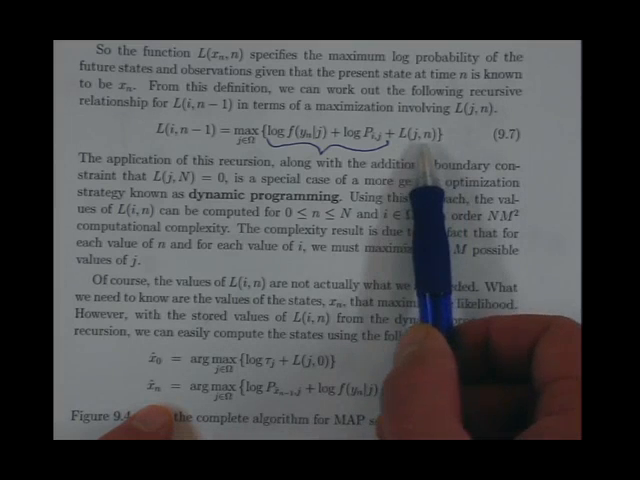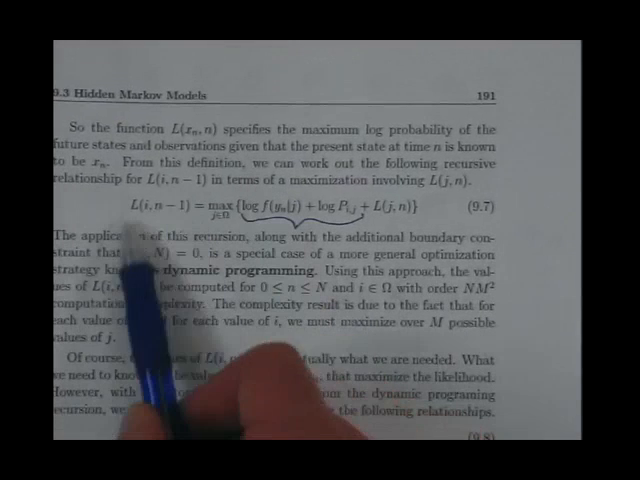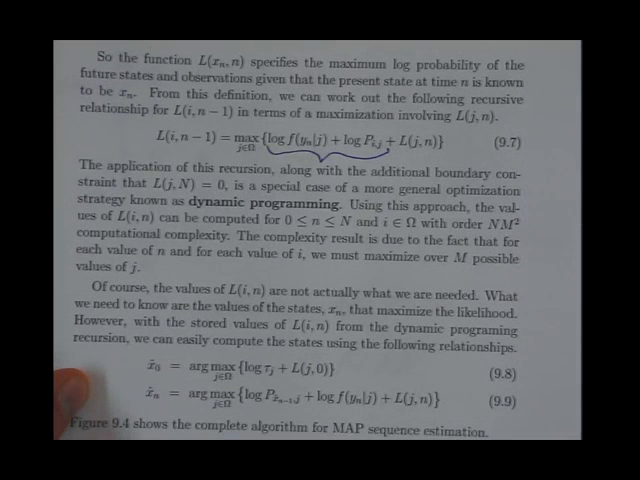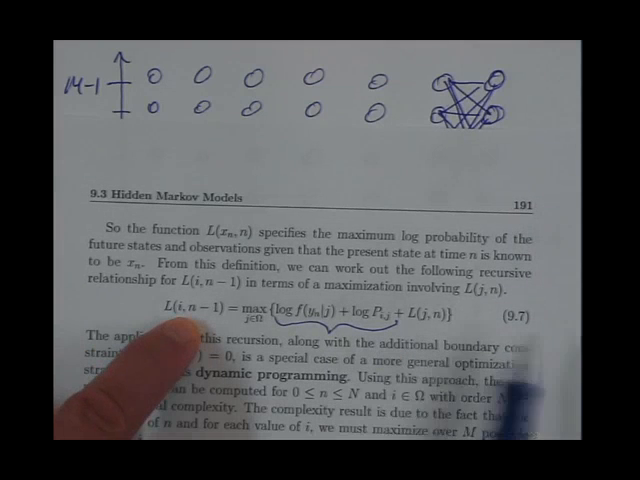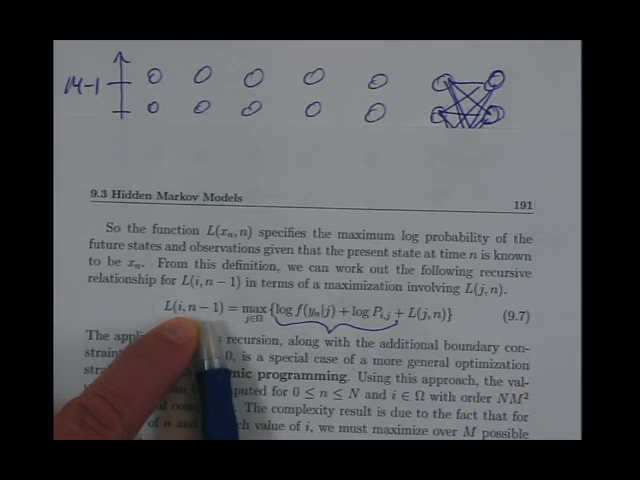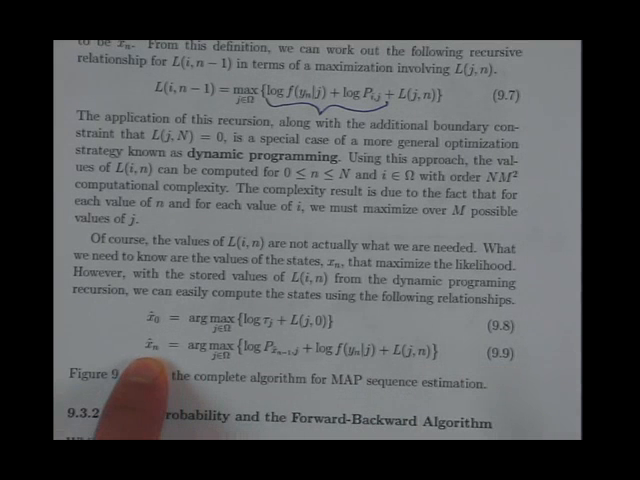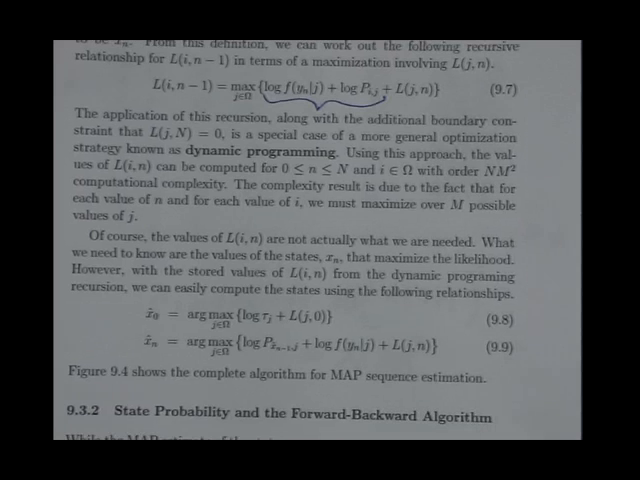Once you've calculated this recursion 9.7, you calculate the function L in. And then once you know L in, you can actually read out the result by plugging L in here, into 9.9, and then finding the value which maximizes this expression at each intercept. Because 9.7 doesn't give you the answer, it just gives you a function, this L function. Once you have this L function, you plug it into 9.9 and then you can calculate the maximum likelihood, the MAP state. So this is exact, it gives you the exact answer.